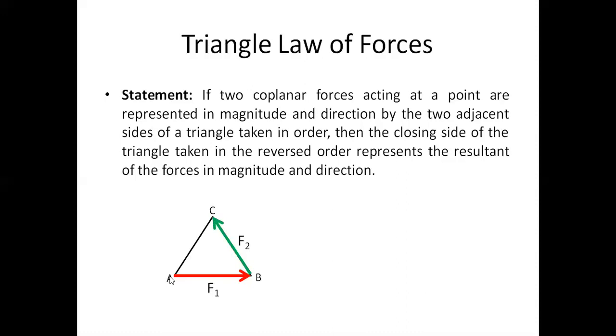So the triangle in order is AB, BC and CA. Otherwise we can also take AC, CB and BA as the order, but now we have taken the order AB, BC and CA. Now these two forces are taken in order. AB is one force and BC is the other force. Now the closing side, AC, is the closing side, and this closing side of the triangle is taken in the reverse order.